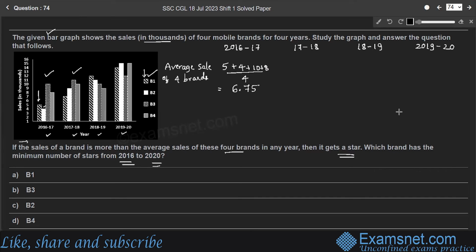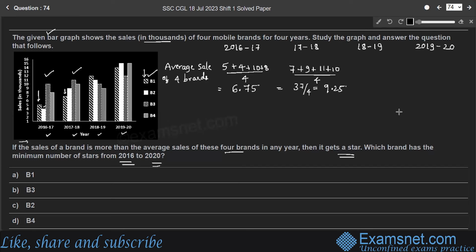In 2017-18, find the average. So sale of B1 brand is 7,000, right? 7 plus B2 brand is 9,000. Then B3 brand is 11. B4 brand is 10. Divided by 4, which is equal to, so it is 20, 30, 37 by 4. 37 by 4 is nothing but 9.25, the average sale of 4 brands in 17-18.